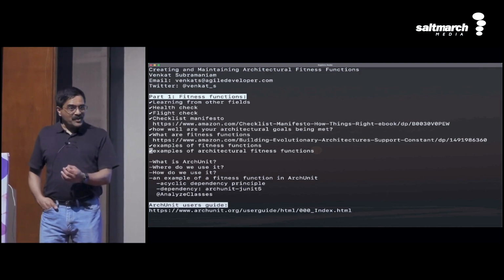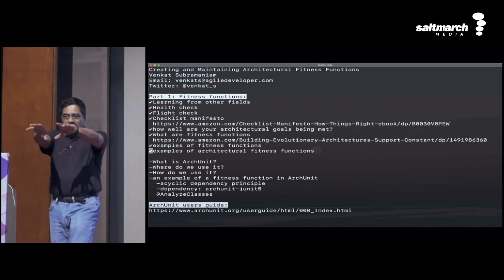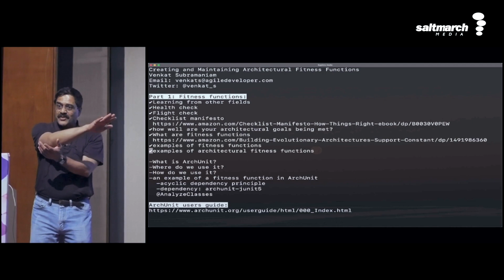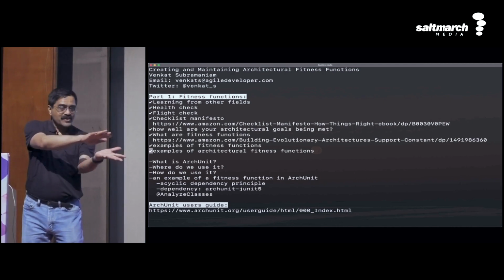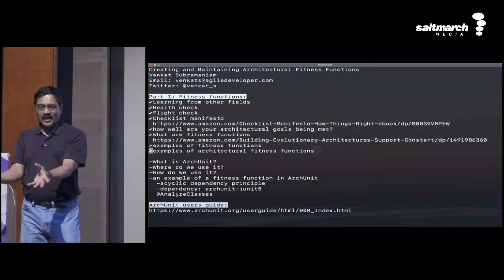Those are architectural fitness functions, right? Because as an architect, you are saying, this is the boundary of my module. Here are the interfaces sticking out. Here are the factories sticking out. And all these implementations are private to the module.